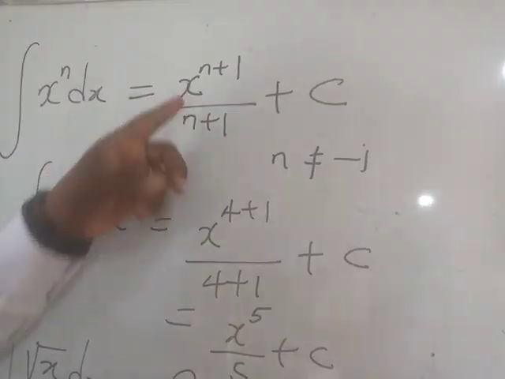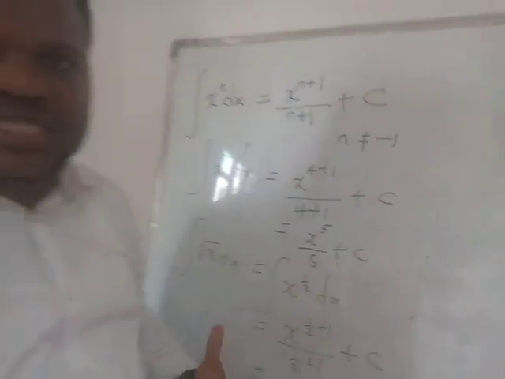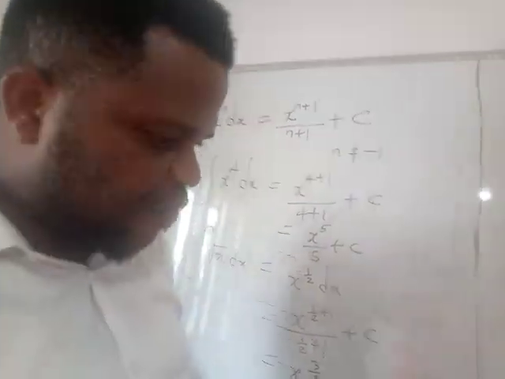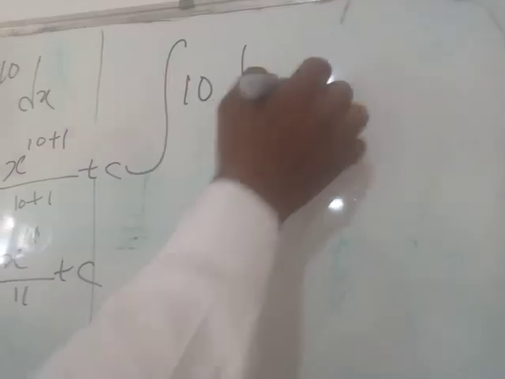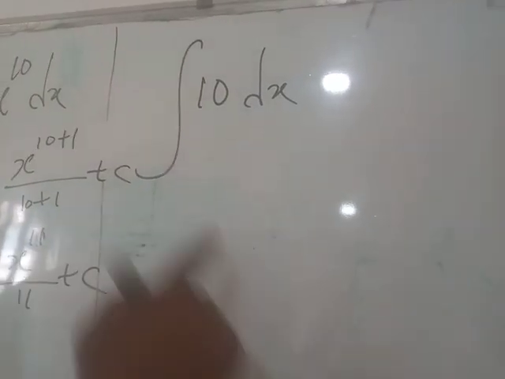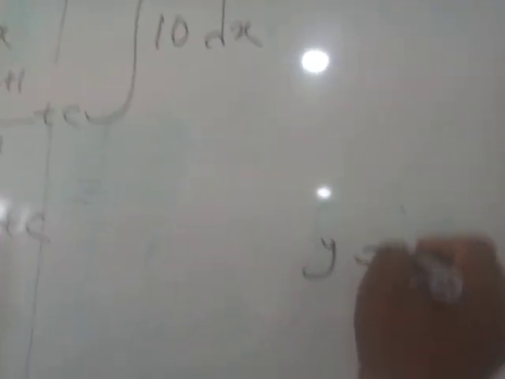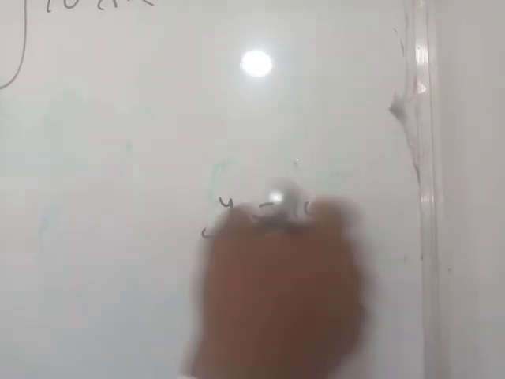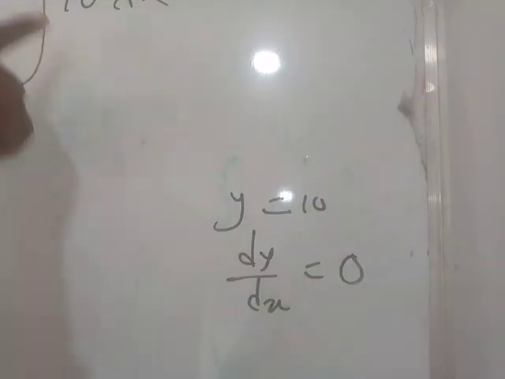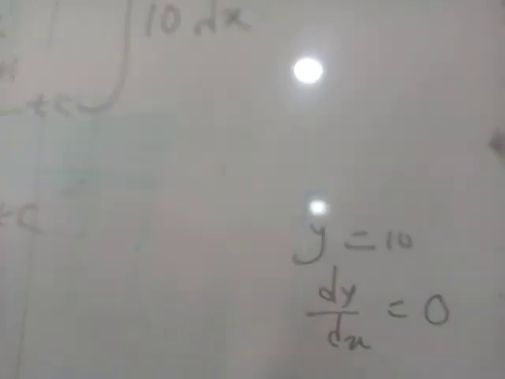Just increase the power. Now, what if we are given a constant? For example, we are given the integral of 10 with respect to x. You know, if y is equal to 10, then dy over dx, if I differentiate this, is going to be 0. But if I integrate it, it's not going to be 0. So let's check that out.